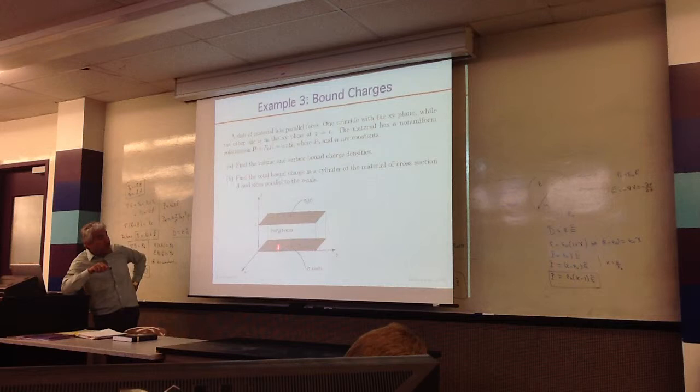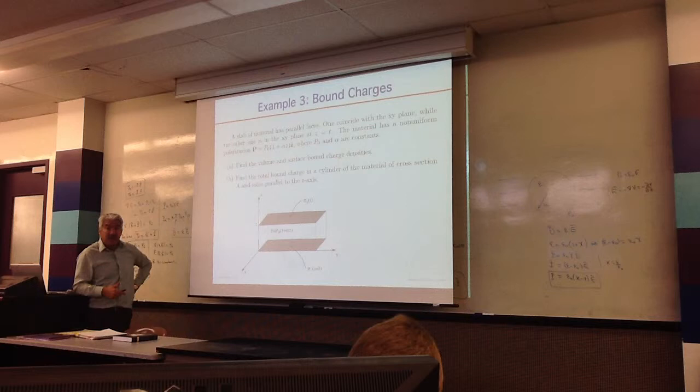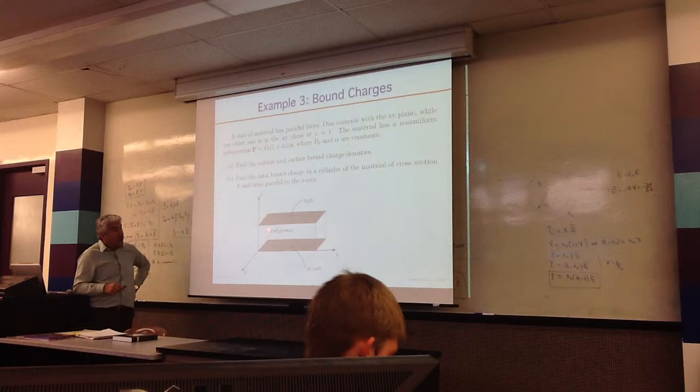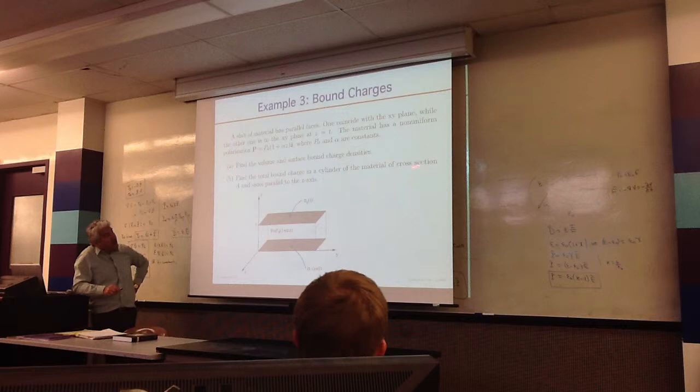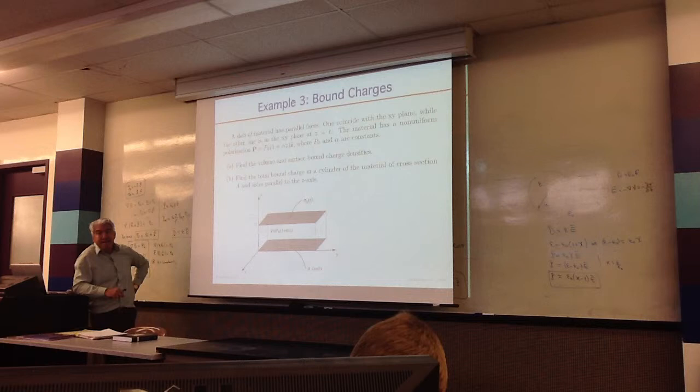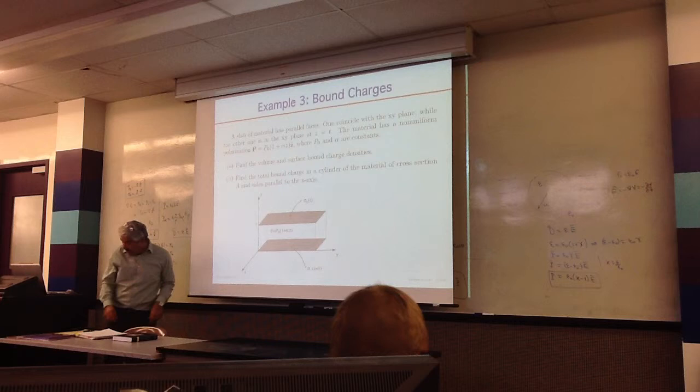So now what is the total charge? You can show that the total charge is the sum of this times the area, plus this times the area, and then the integral of rho bound over the volume. So when they told you to find the total bound charge in a cylinder of material of cross-section A and size parallel to the z-axis of this material, what do you have to do? Find the total bound charge. So now imagine that you made a cylinder out of this material.